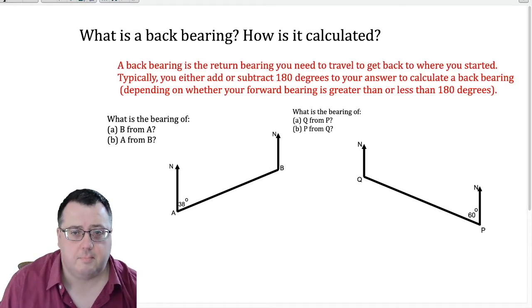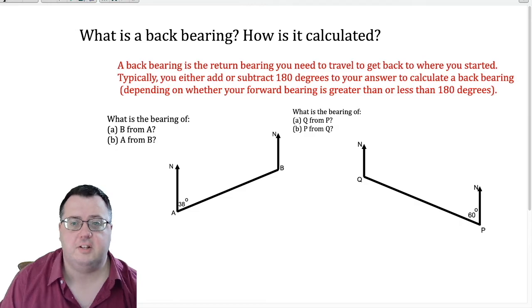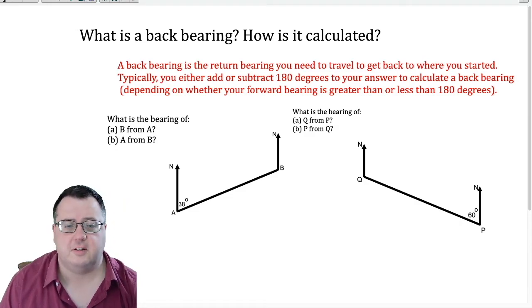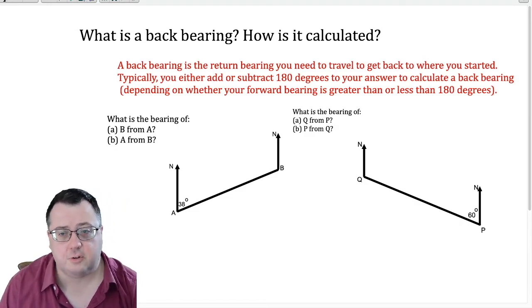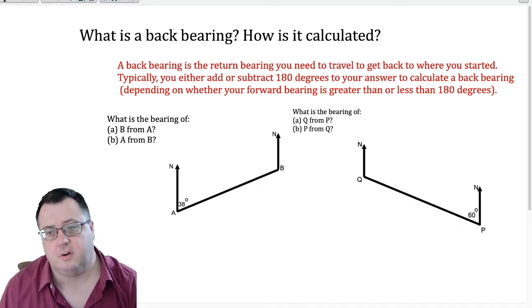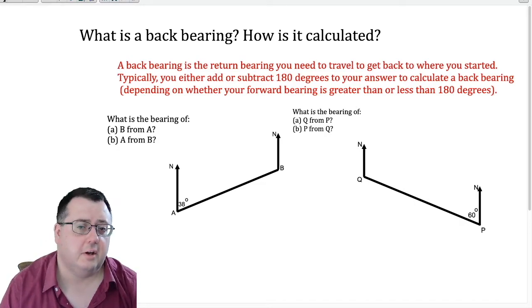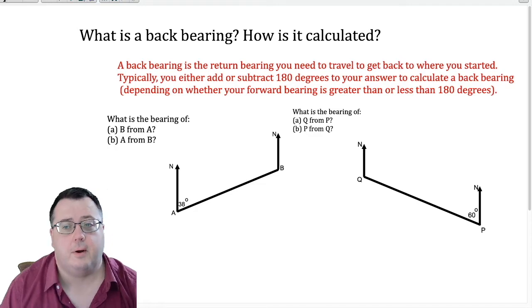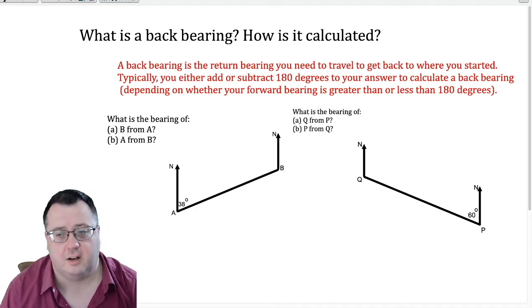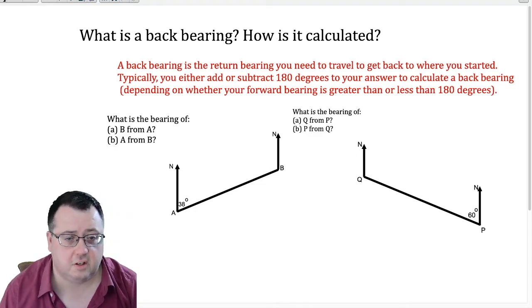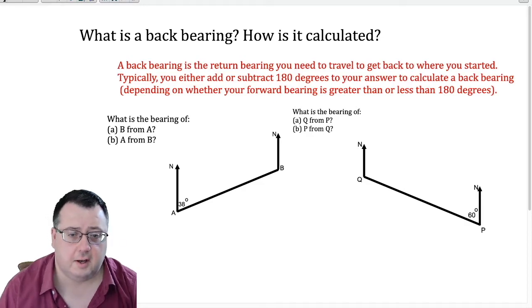Back bearings. Back bearing is the return bearing you need to travel to get where you started. So typically you either add or subtract 180 degrees to your answer to calculate the back bearing, depending on whether your forward bearing is greater than or less than 180 degrees. So I'm going to give you a couple of examples here.